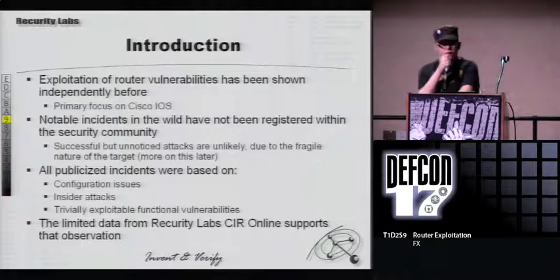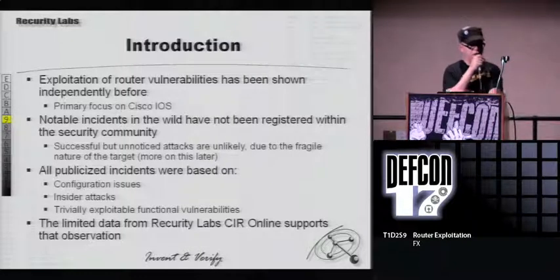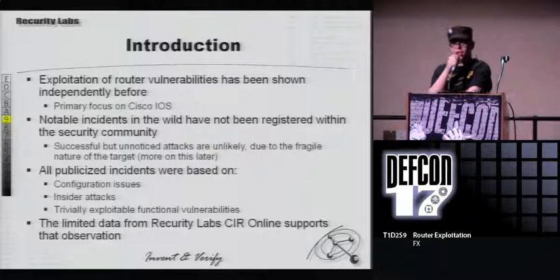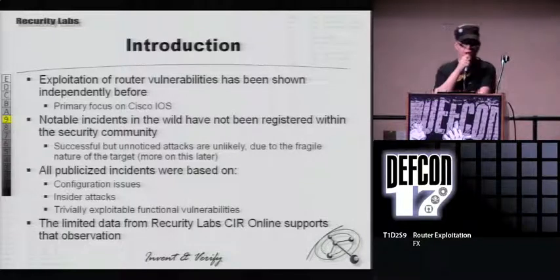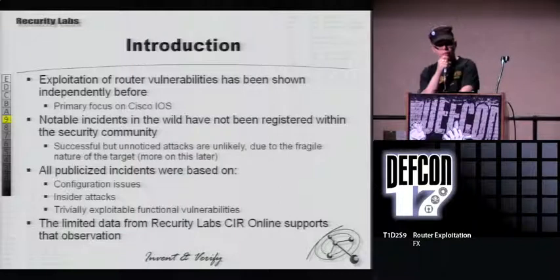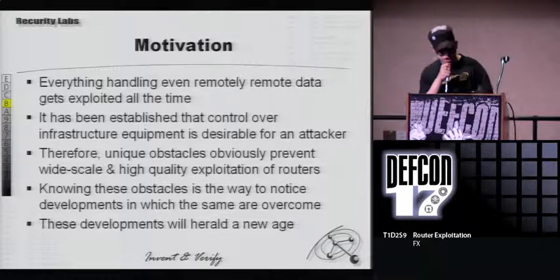The thing is, everything in Cisco is so fragile that, when you attack it, it just blows, and people notice. So it's not really easy to actually exploit them. And all incidents that we've seen have been insider attacks, configuration issues, trivial functionality bugs and stuff. So this is actually what we're seeing. And so here's the motivation.